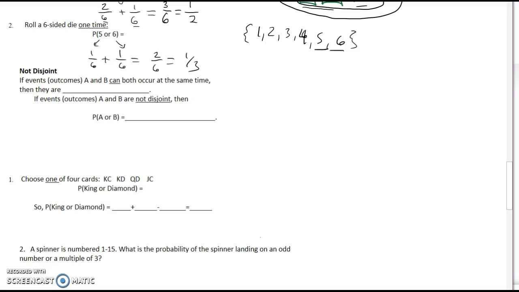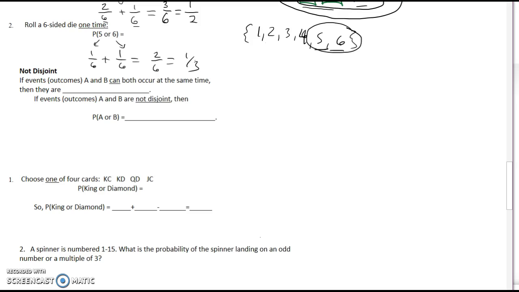Okay, so in the last video, we worked on finding the probability of mutually exclusive events or disjoint events, something like rolling a 5 or a 6. They can't occur at the same time, so finding their probability is relatively easy because you just take those two and add them together. It would be 1 out of 6 plus 1 out of 6.